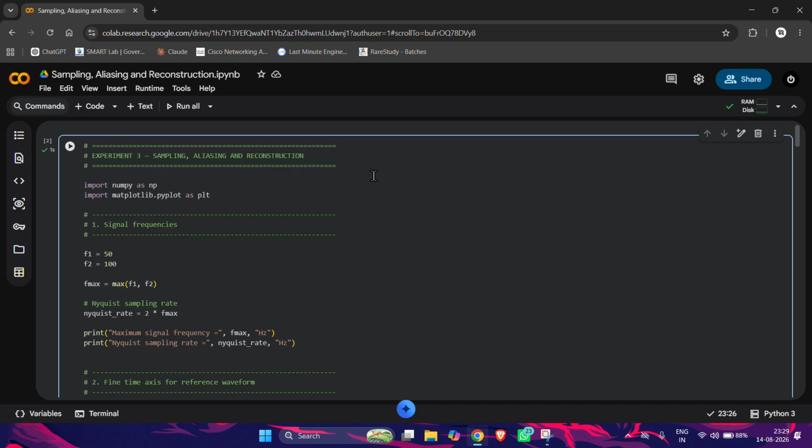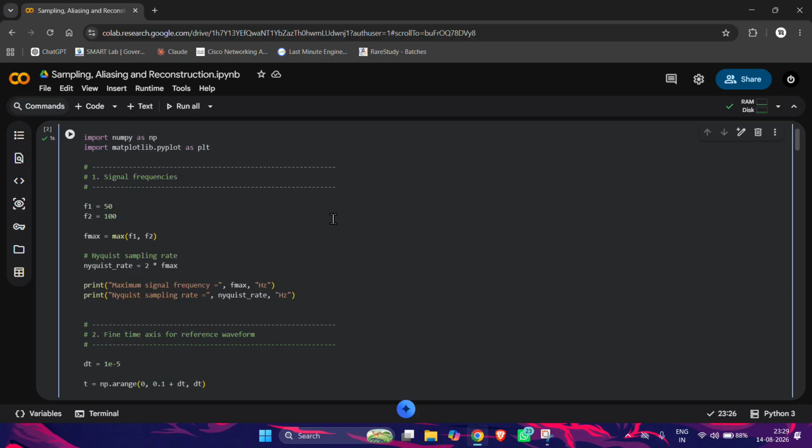For this experiment, I have used a two-tone signal given by x(t) = sin(2π f1 t) + 0.5 sin(2π f2 t). Here, as you can see, I have taken f1 and f2 as 50 and 100 hertz. From these two, we can easily observe that f max becomes 100 hertz, that is, the maximum frequency present in the signal is 100 hertz.